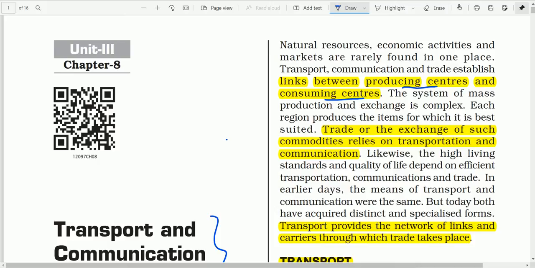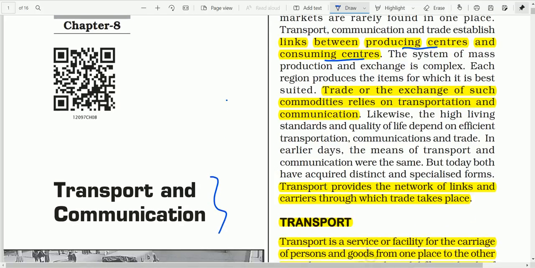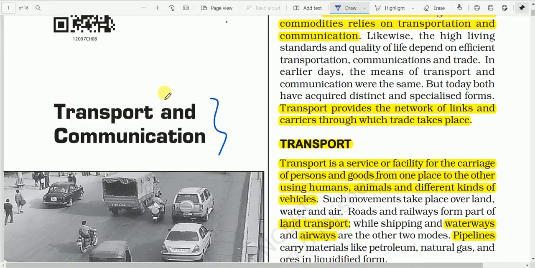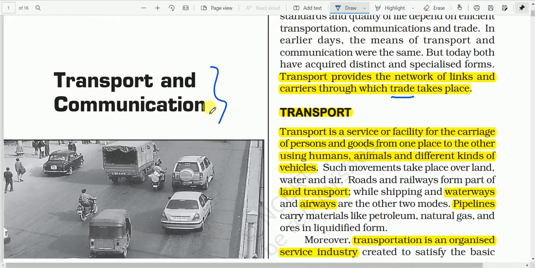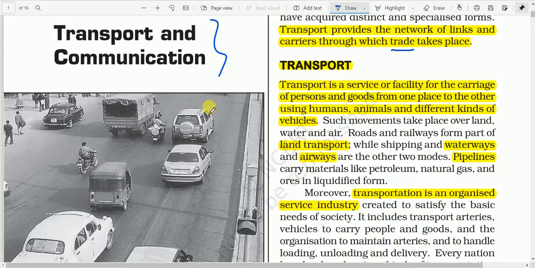And you know that in earlier days, the means of transport and communication were the same, but today both have acquired distinct and specialized forms. So we know that transport provides the network of links and the carriers through which trade takes place. Trade is the exchange of ideas, commodities, and knowledge. We are going to learn about it in detail later on. So now we have transport.